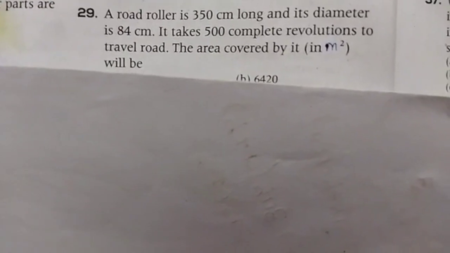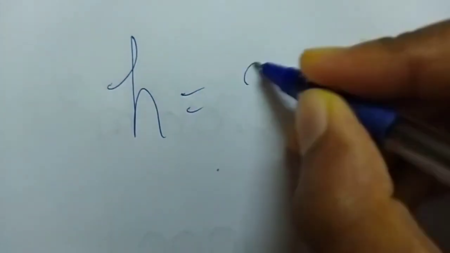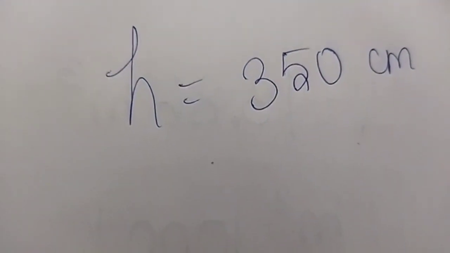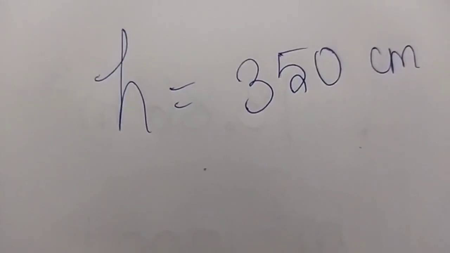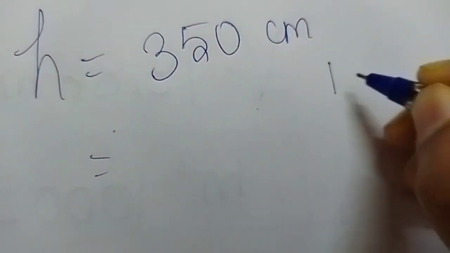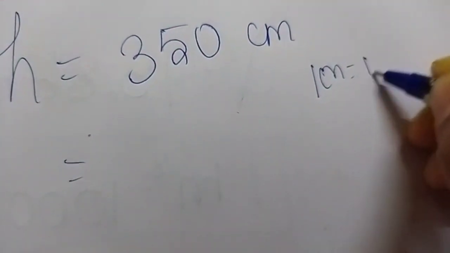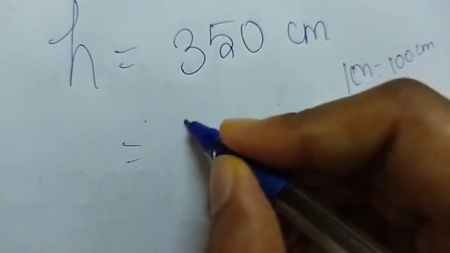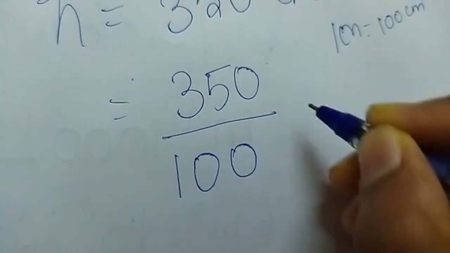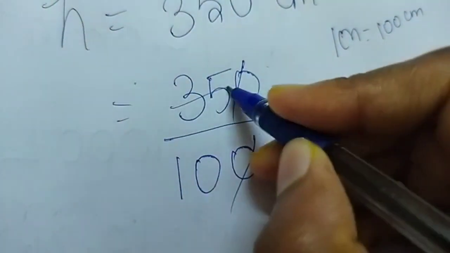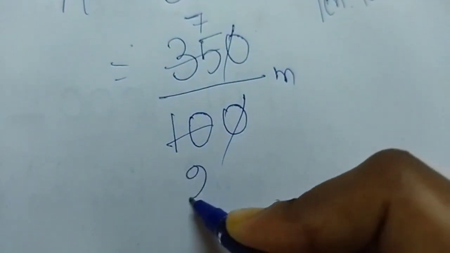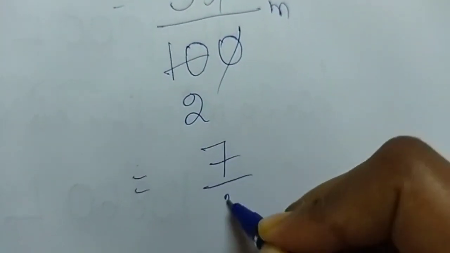So height is given as 350 centimeter. In the question they have asked us to find the answer in meter square. So let me convert to meter here itself. If I convert centimeter to meter, we know that 1 meter is equal to 100 centimeter. So just divide by 100. Now it becomes meter. 0, 0 gets cancelled. This is 7 times 5 is 35, and 2. So we can write 7 by 2 meter.